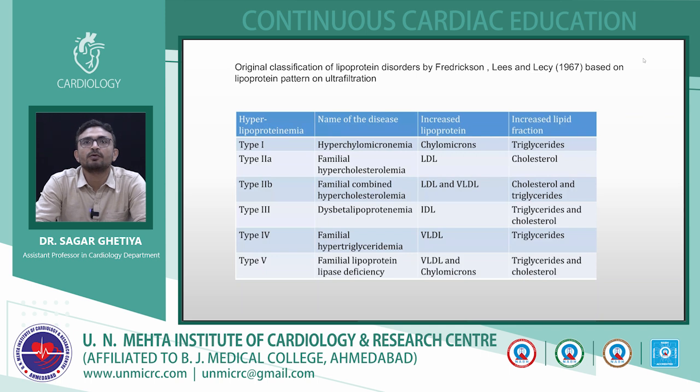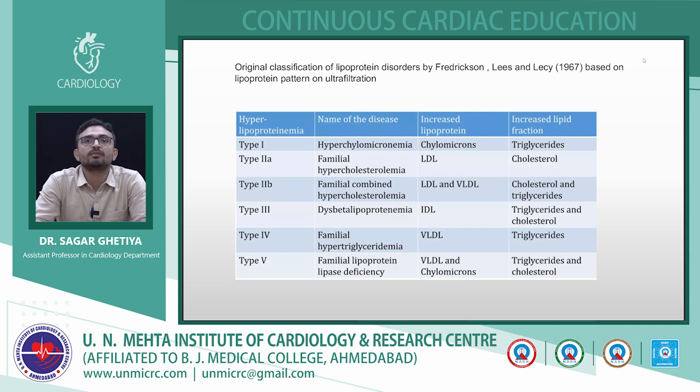Originally, the classification of lipoprotein disorders was done by Fredrickson, Lees and Levy in 1967 based on lipoprotein pattern on ultracentrifugation. They divided disorders into 5 categories: type 1, type 2, 3, 4 and 5. Type 1 is hyperchylomicronemia, where there is an increased level of chylomicrons, while type 2 has two classes, 2A and 2B. 2A is familial hypercholesterolemia, while 2B is familial combined hyperlipidemia. Both have an increased level of LDL.